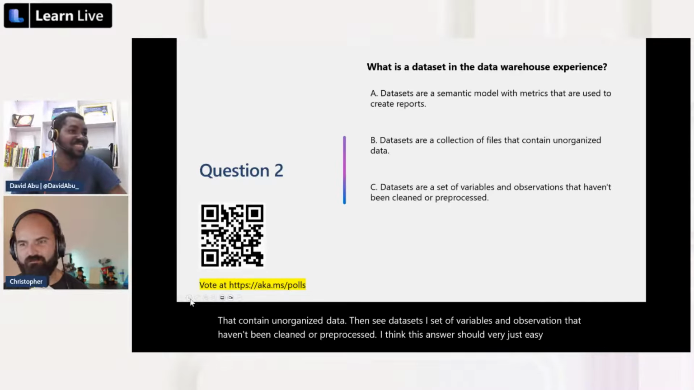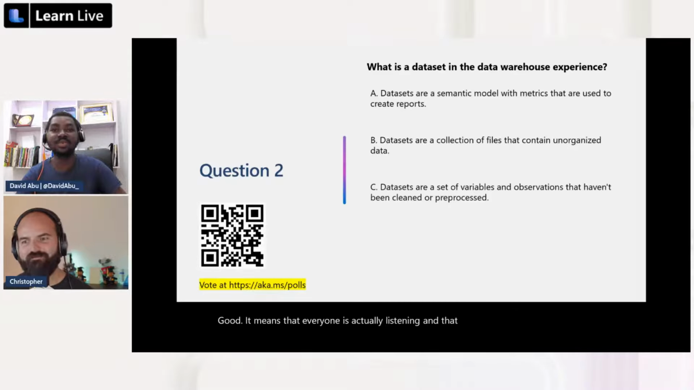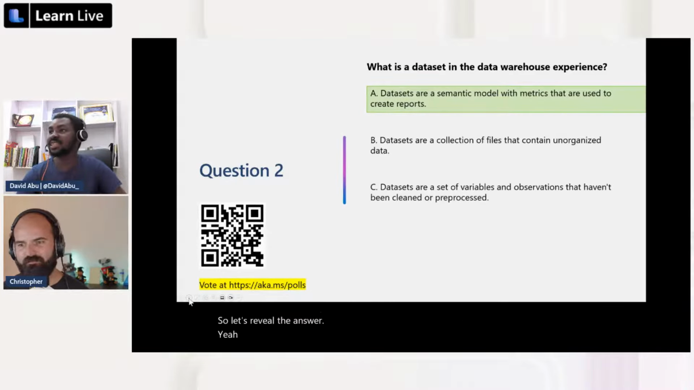Yes, and looking at the votes that are coming in, there is a clear good answer from the audience. That's great. We will wait a few seconds to get more votes to give you some time to actually vote. I think we have a clear winner here as well. Good, it means that everyone is actually listening. So let's reveal the answer. Datasets are semantic models with metrics that are used to create reports.